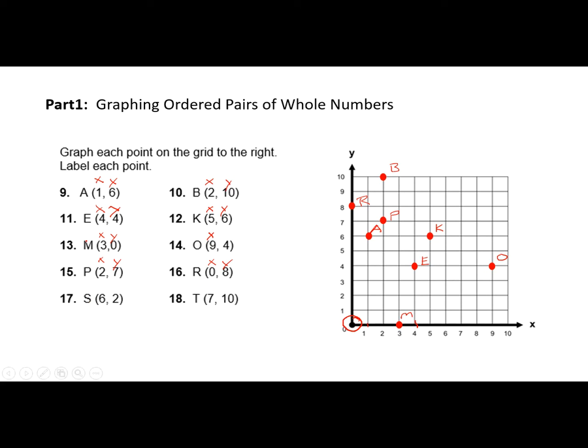Now, last two. Start at our origin. We travel 6 on the x-axis, 2 on the y-axis, and there's point S. Our x is 6, our y is 2, our ordered pair is 6, 2. Finally, letter T. Start at the origin, travel 7 on the x-axis, 10 on the y-axis, and there is our point T.